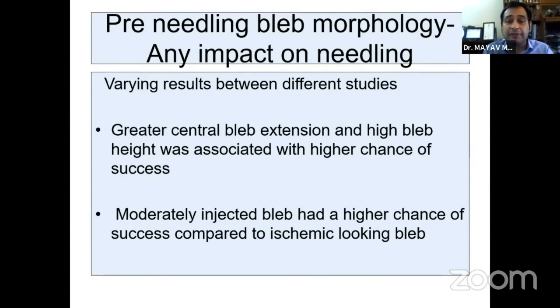Is there any impact of pre-needling bleb morphology? Again, varying results between different studies. However, some have shown that a bleb with greater central bleb elevation and height is associated with a slightly higher chance of success. And a moderately injected or vascularized bleb had a higher chance of success compared to a whitish ischemic looking bleb.